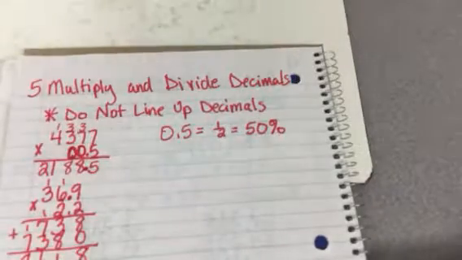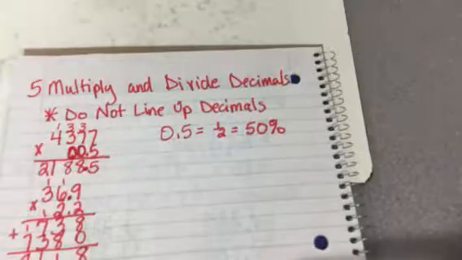Just so you know, on the worksheet, on the cross number puzzle that looks like this, the problem that I'm actually doing is the 369 times 2.2.